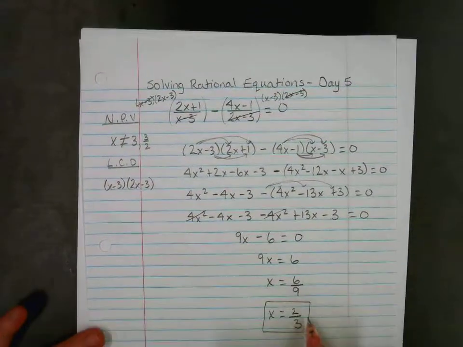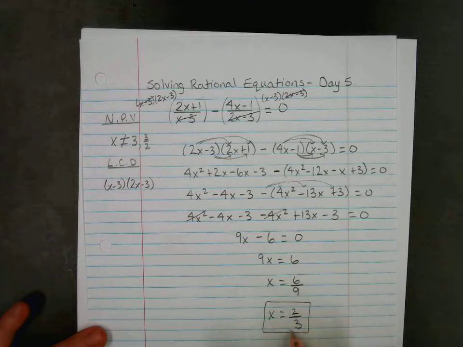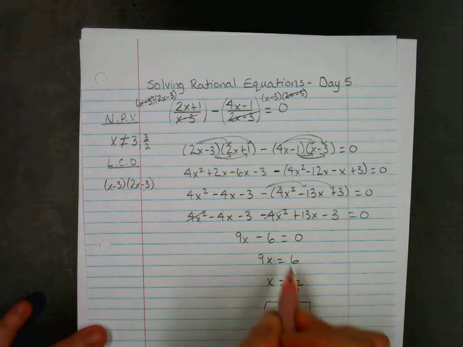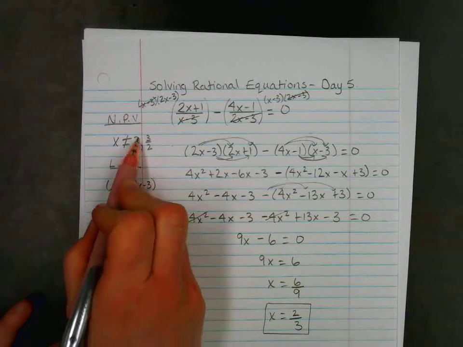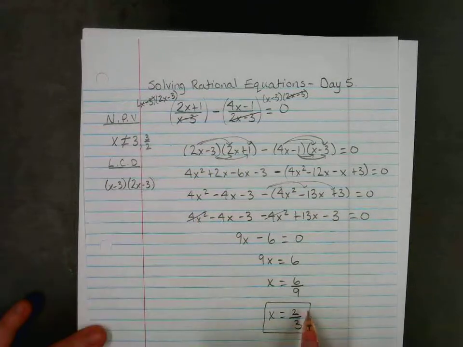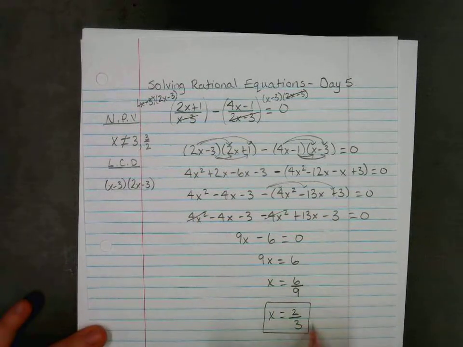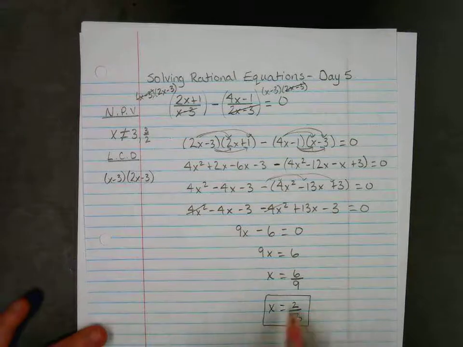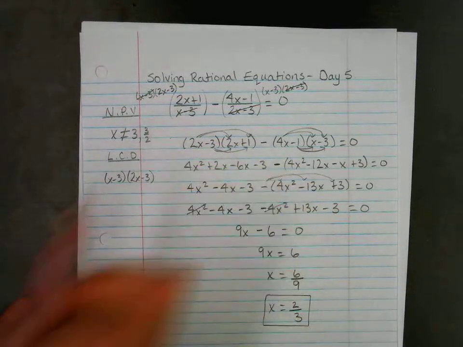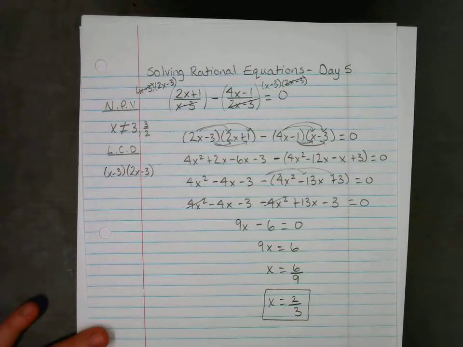I'm going to go back up to double check that this solution is actually not a non-permissible value, and it's not. So in this case, this solution is okay. Some questions you're going to get where this ends up to be your non-permissible value, and that's when extraneous roots are going to come into play again.